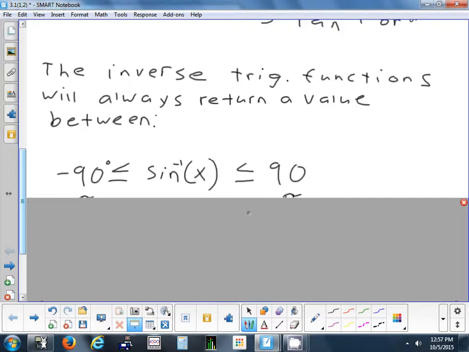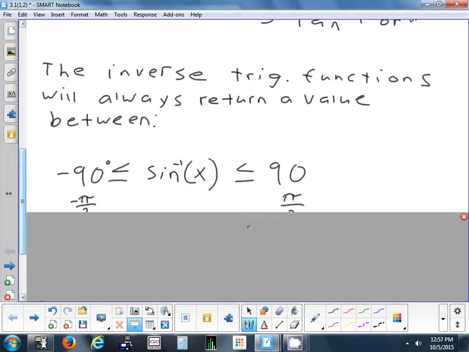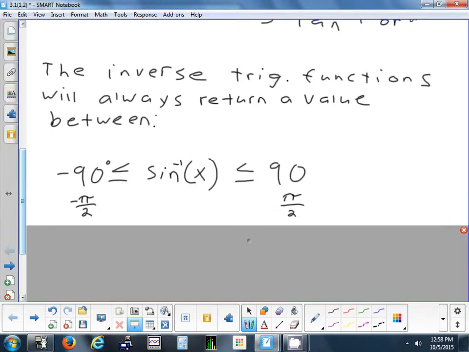And that's going to be important when we start using this chart. Because on the chart, you will find another answer. But if it's not between these two numbers, we're not writing it down. And if you're doing it in radians, that's negative pi over 2 to positive pi over 2.